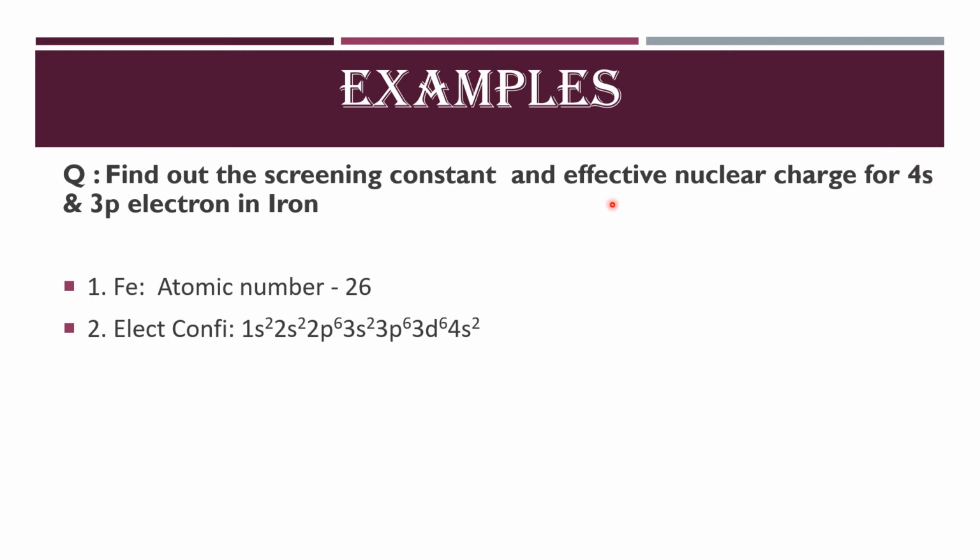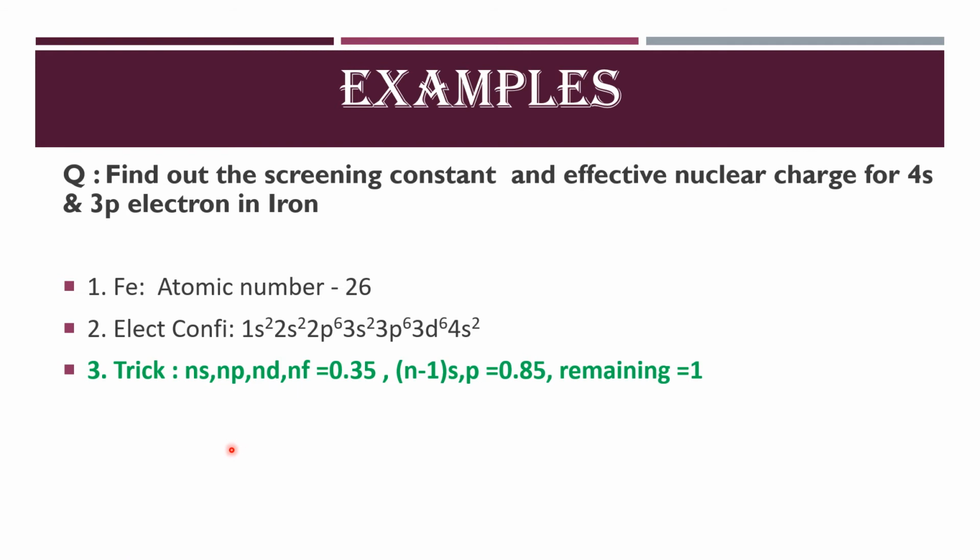What they are asking is the screening constant and the effective nuclear charge Zeff for 4s and 3p. For 4s means till this end, 3p means till this end. The remaining we do not need to find out for 3p. For 4s we need to consider all the electrons. So how to find it for 4s?